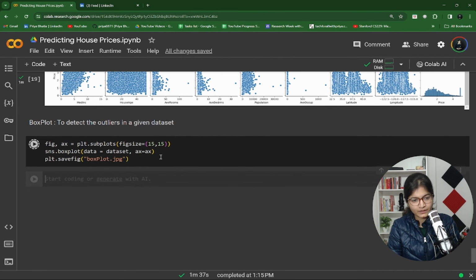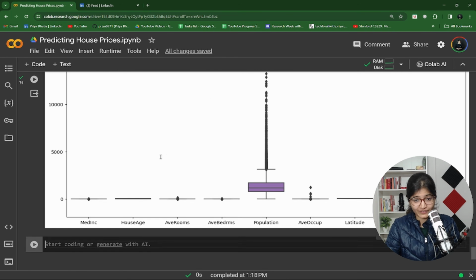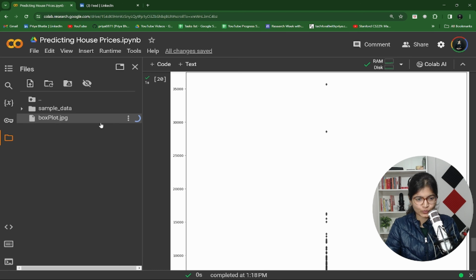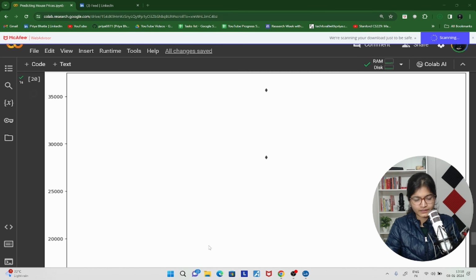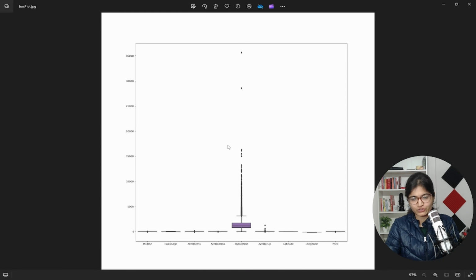Anything will work here. Just run this, and once you run it, you will see that a complete graph is available here. If you want, you can download this as well. Once it is downloaded, you can grab it from the downloads, and you will see this is the box plot we get.